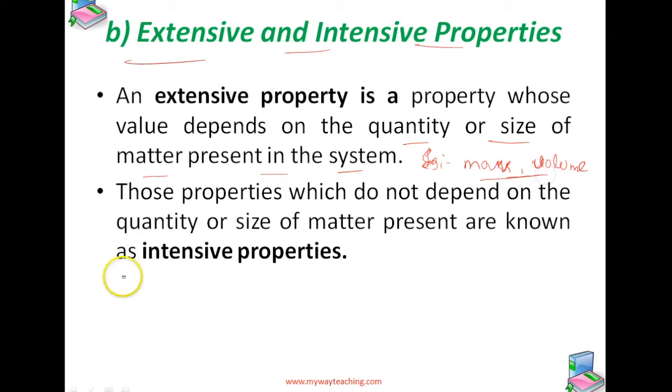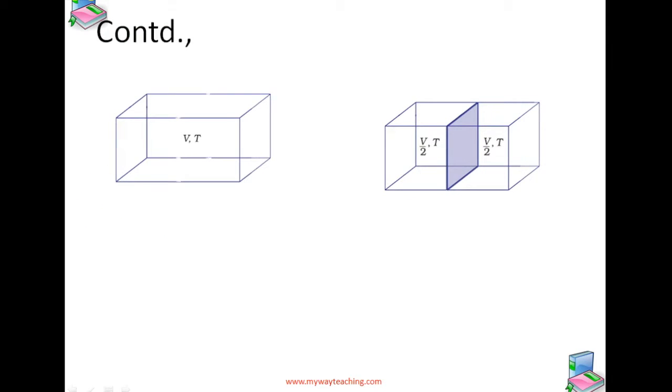Those properties which don't depend on the quantity or size of matter present are known as intensive properties. Let us understand the distinction between extensive and intensive properties by considering a gas enclosed in a container of volume V at temperature T. This is figure A and this is figure B. In figure A, a gas is at volume V and temperature T.